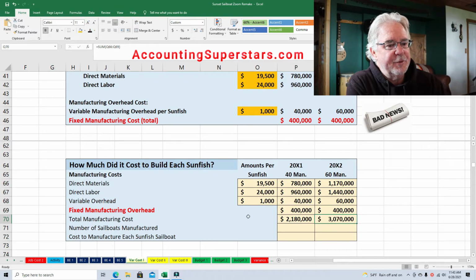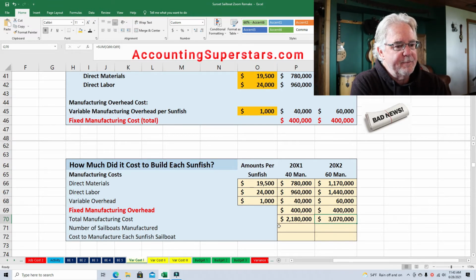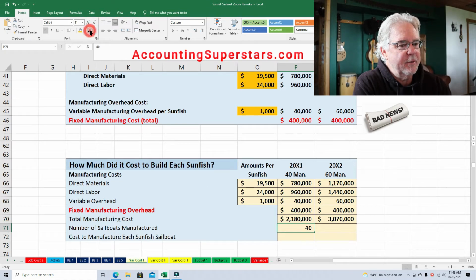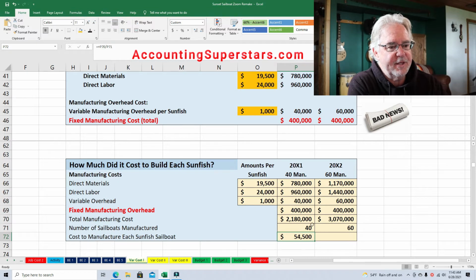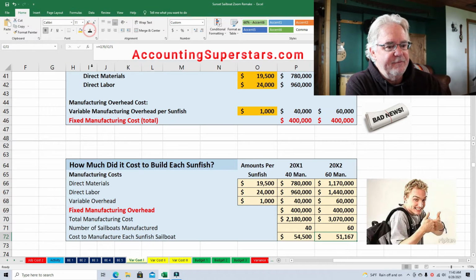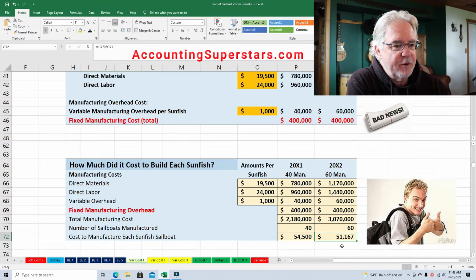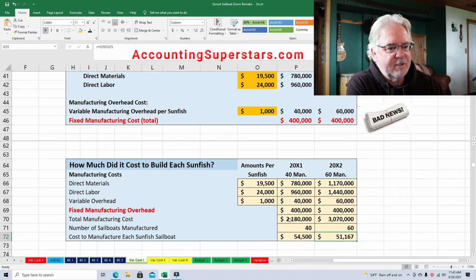2,180,000. 3,070,000. Now, the reason why 2002 is more is because we built more boats. Number of sailboats manufactured, 40, and 60. So the cost to manufacture each sailboat is 54,500 for 2001 and 51,167 for year 2. How do I get those numbers? Well, it's the total cost divided by the number of boats. So you can see that in 2002, it cost less to build these boats.